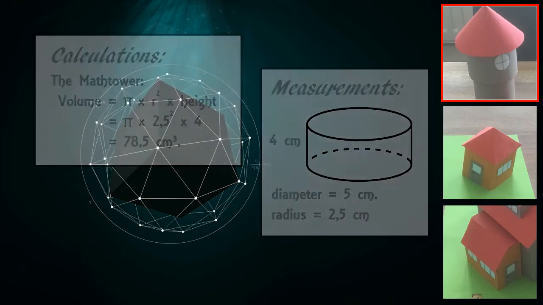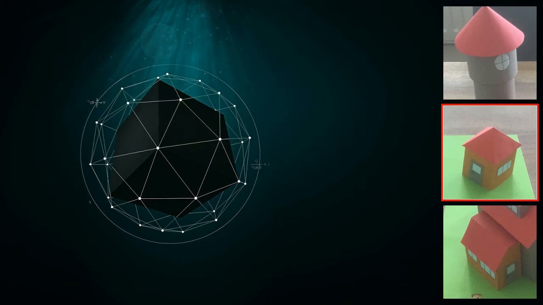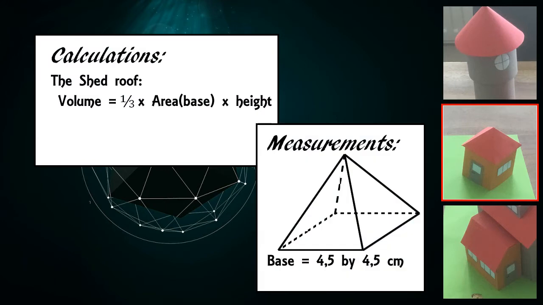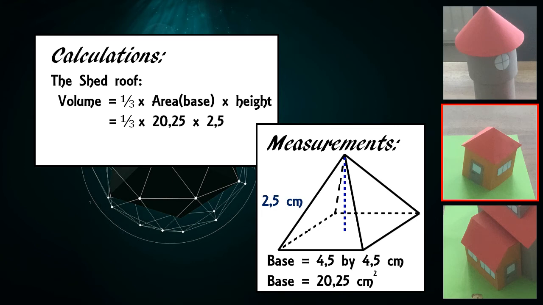The roof of the shed is a pyramid, and to calculate the volume, I need to use the formula 1/3 times the area of its base times the height. The base is a square of 4.5 centimeters, so 20.25 square centimeters. The height is 2.5 centimeters, measured from the base to the vertex, meaning the volume is 1/3 times 20.25 times 2.5, which is approximately 16.9 cubic centimeters.